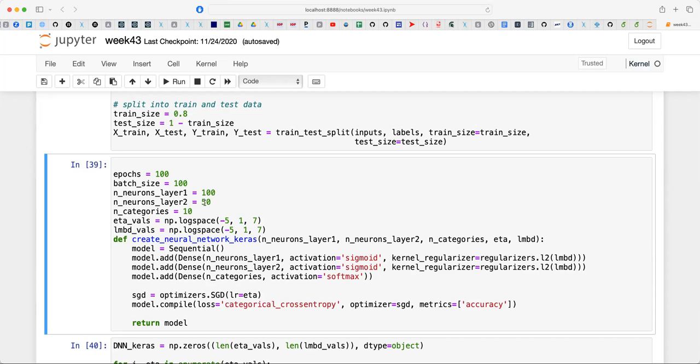Okay, so if you now look at what I have here, these are the same things as we did before. We are setting up all the parameters which are needed.